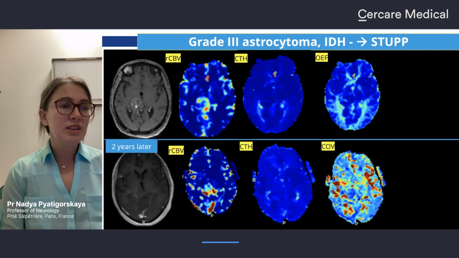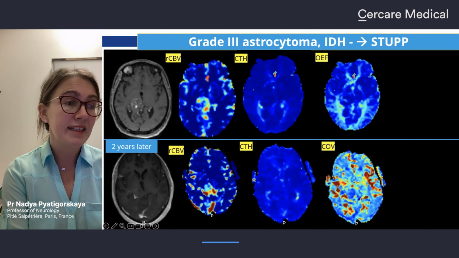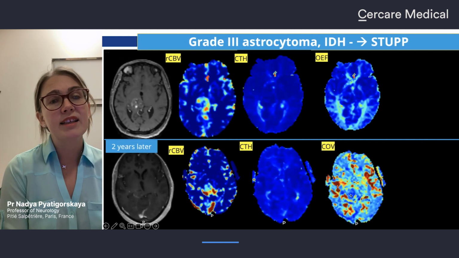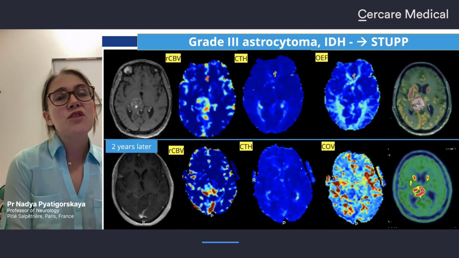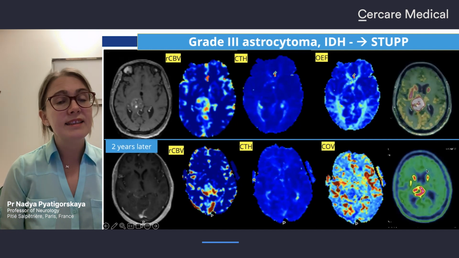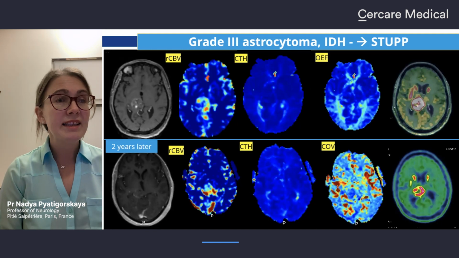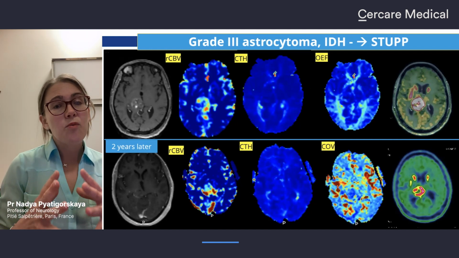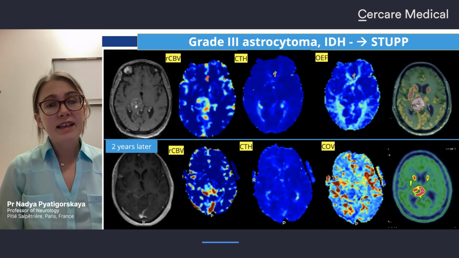And actually, 2 years later, there was no progression at all. The lesion was partly regressive. There was a little less hyperperfusion, and all the advanced markers were still negative. And when we look at PET, we can see that there is a decrease during 2 years. So finally, the negative values of CTH and OEF were very strong in telling us that, well, there is this hyperperfusion, okay, but finally, the lesion is not progressing.